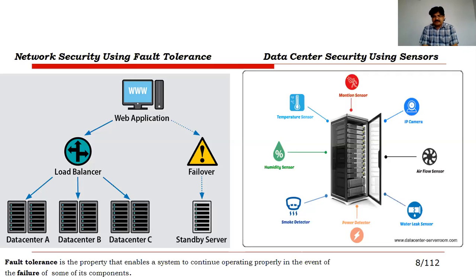And airflow sensors. Heat will be produced in the data centers, and at that time airflow is one of the factors. The heat produced internally in the data centers can be flowed out by using the airflow sensors. And an IP camera, an internal camera, will be kept in the data centers for monitoring whether all the components are working in the proper manner. So these many sensors are required for providing security to the data centers.